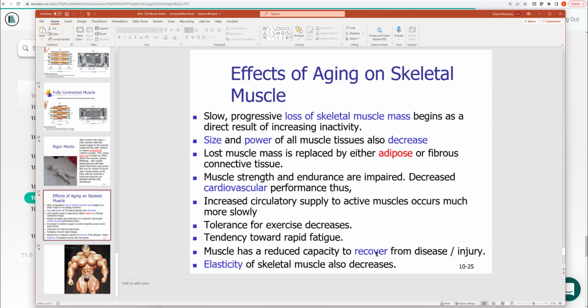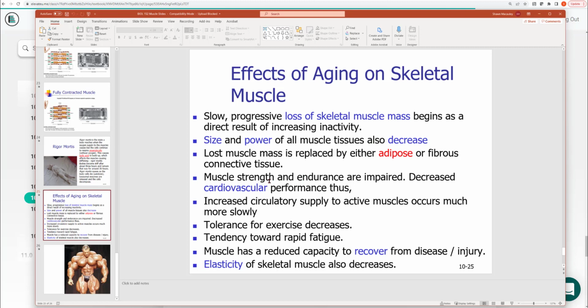What happens to your muscles as you age? As you age, there's a slow progressive loss of skeletal muscle mass. Now you can slow this down by continuing to be active and exercising, but there will be a slow progressive loss. That progressive loss can be quicker if you are not exercising. The power and size of the muscles will decrease. The muscle that is lost is most often replaced by fat, right? So as you lose muscle mass, you become more flabby, and that is the adipose that replaces the muscle.